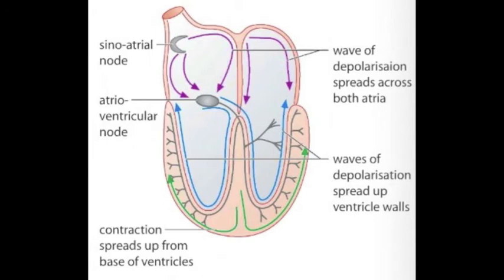Insulating fibers prevent the wave of depolarization passing directly from the atria into the ventricles. Instead, the electrical activity reaches the atrio-ventricular node, or AVN, in between the atria and the ventricles, which, after a short delay, sends the message down the wall between the ventricles. The wave of depolarization reaches the bottom of the heart and spreads up the ventricle walls. This causes the contraction of the ventricles starting at the bottom, squeezing the blood upwards to the arteries which carry the high pressure blood away from the heart.